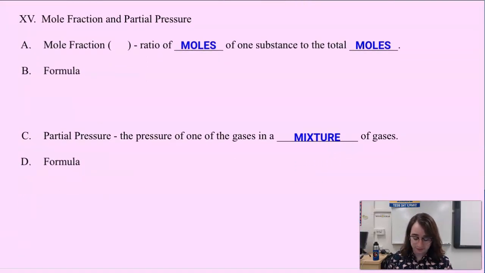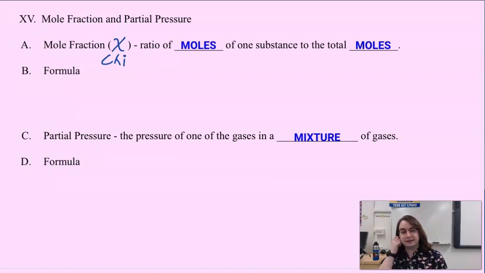Let's talk about mole fraction and partial pressure. Mole fraction is represented with this symbol that looks like a curvy X. It is the Greek letter chi. I'm not sure actually how to pronounce it, I don't know if it's chi or shy. I don't know, I've got to look it up. Anyway, it's a squiggly X.